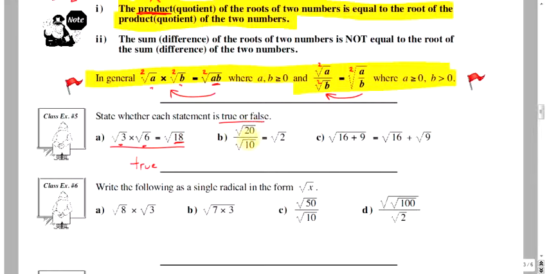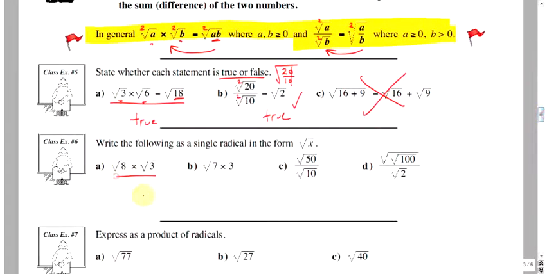Can I do this? Well, I have the same index. I can join these. That's the square root of 20 over 10, which is 2 over 1, which is just 2. You bet. Looks good. Can I add them? No. Don't add or subtract. But you can multiply. Write this as a single radical in this form.